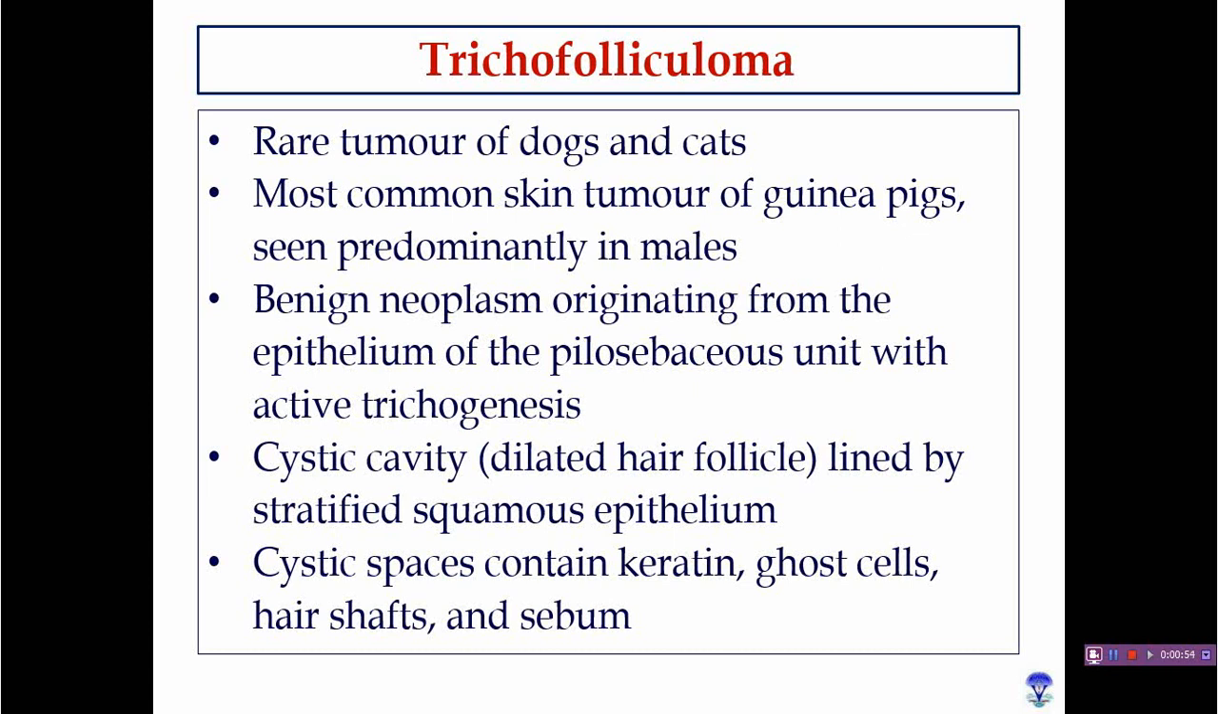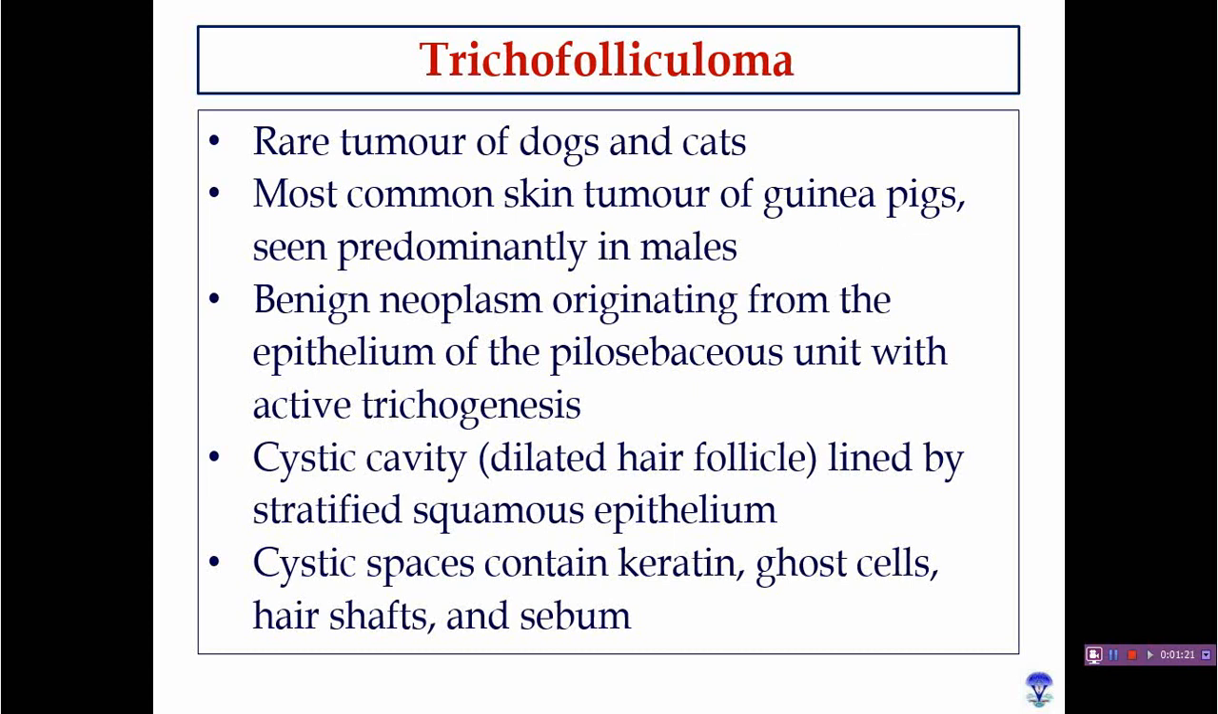Microscopically, you will find single or multiple cystic cavities, and these cystic cavities are actually hair follicles, lined by stratified squamous epithelium. In that case you may also find a granular layer, particularly keratohyalin granules are visible, and the cystic spaces are filled with keratin. You will also find ghost cells, hair shaft, or you may find sebum.